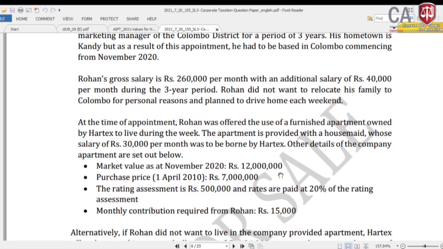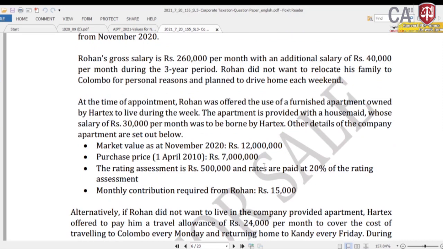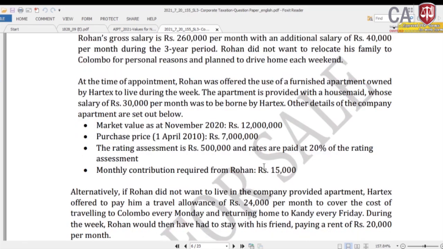The details of the company apartment are set out below. Market value as at November 2020 is 12 million. Purchase price is 7 million. The rate in assessment is 500,000 and rates are paid at 20% of the rate in assessment. Monthly contribution required from Rohan is rupees 15,000. From these four bullet points, the only number I need is the monthly contribution required from Rohan, 15,000.